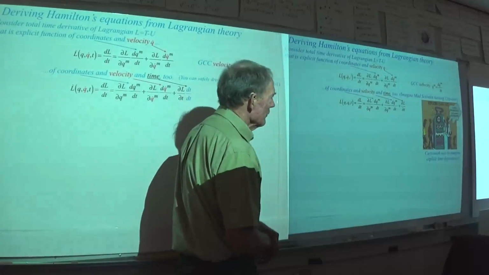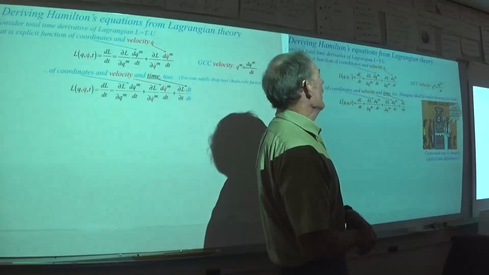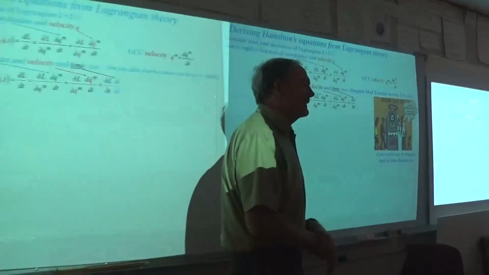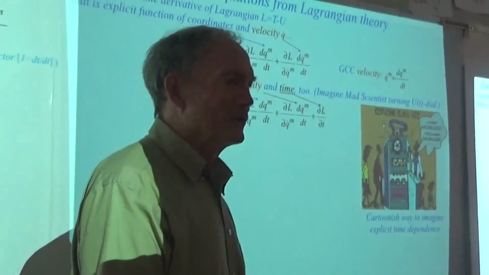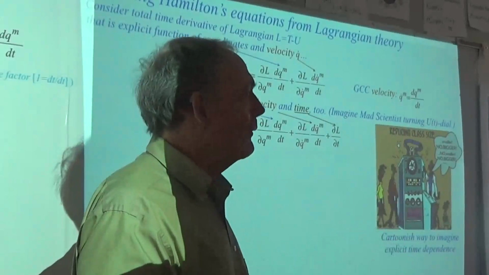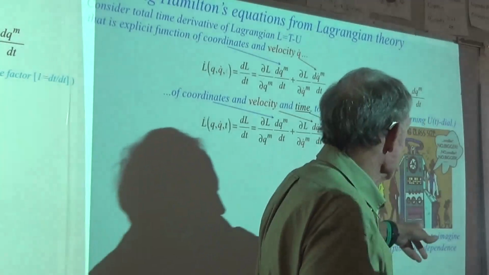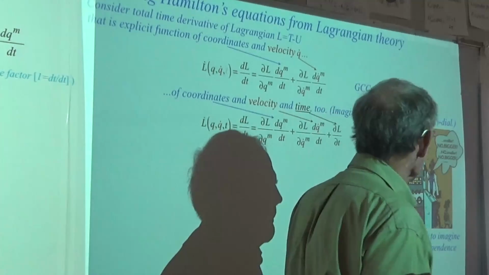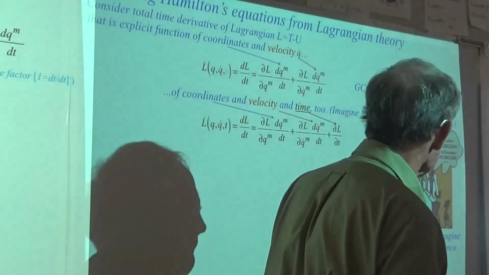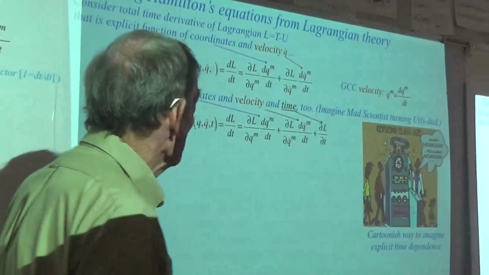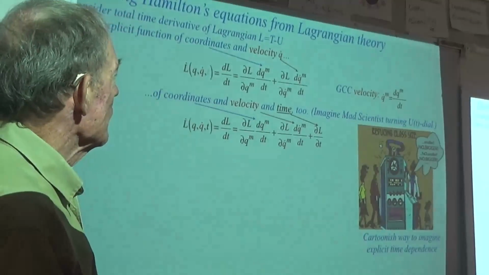And here I'm reducing class size. Okay. Something I had to try to do at the beginning of this class as we try to figure out where to put everybody. Okay. That is the idea of making a small class is in this cartoonish way of imagining explicit time dependence.